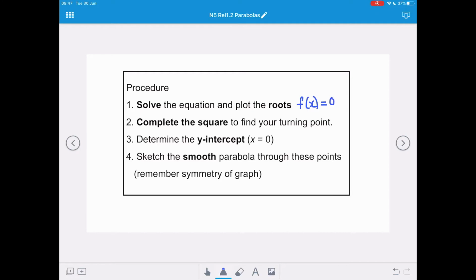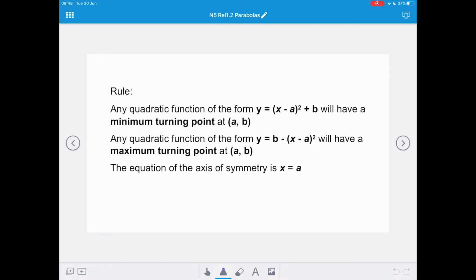Then we want to complete the square to find our turning point. And then we want to determine the y-intercept, so when x equals 0. And then we want to sketch the smooth parabola through these points, making sure that we remember the symmetry of our curve.